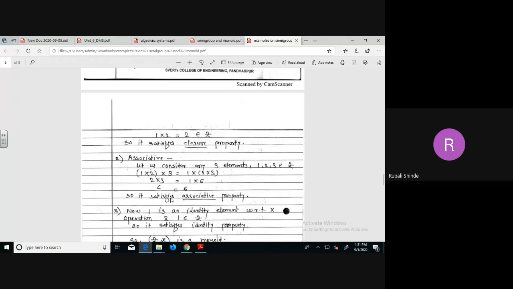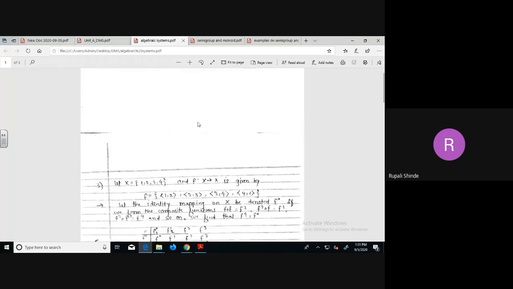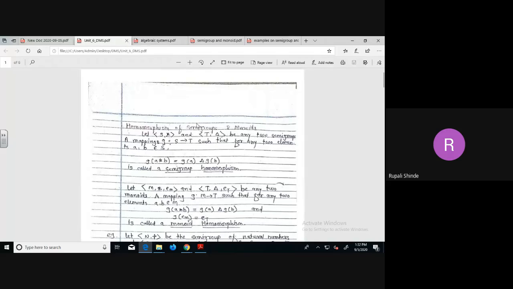So have you got an idea about semigroup and monoid? Yes, ma'am. Okay. Now we will see the next point from this chapter. That point is homomorphism of semigroup and monoid.